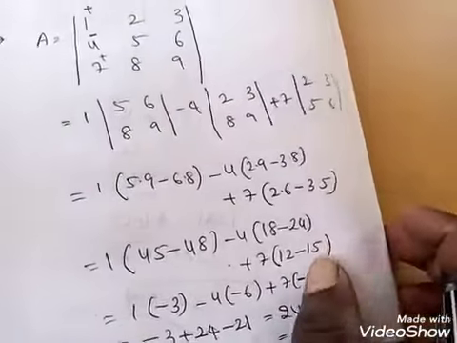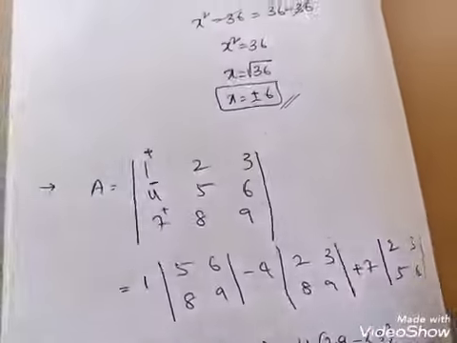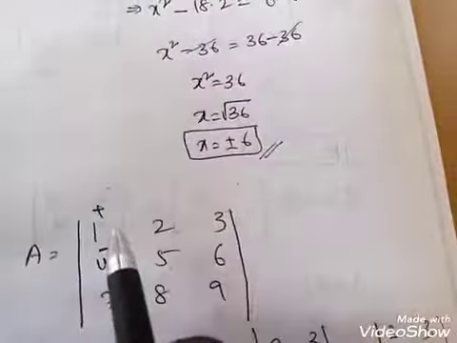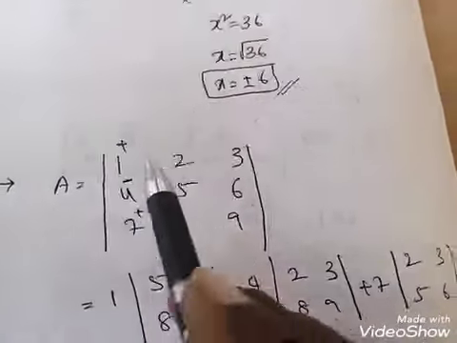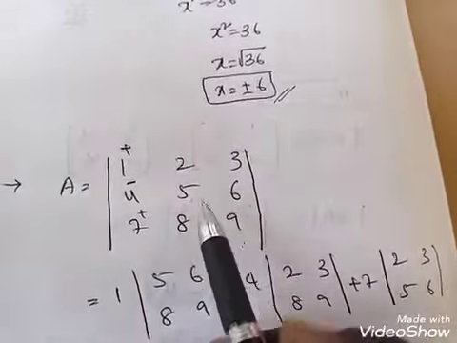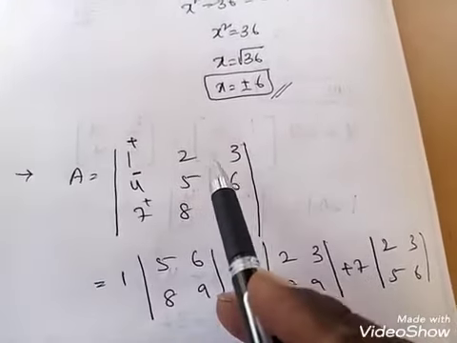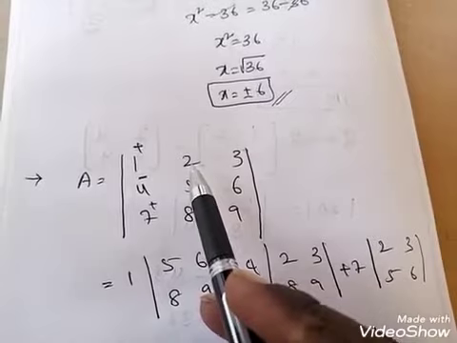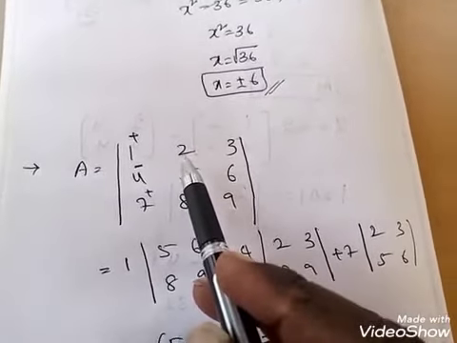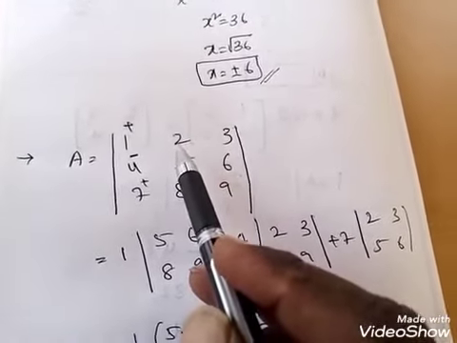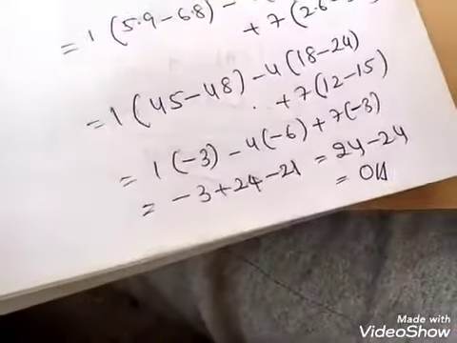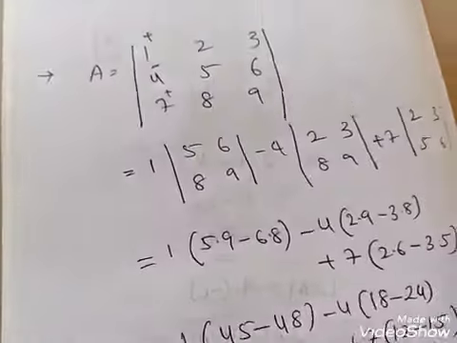But why am I taking this example? Observe that here the elements are 1, 2, 3, 4, 5, 6, 7, 8, 9. That means if you consider either rows or columns, and the elements of all rows or all columns are in AP, then the value of the determinant is 0. That's why I have taken this example.